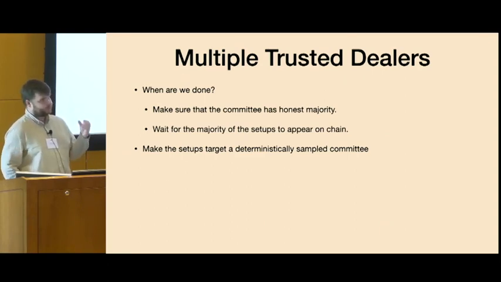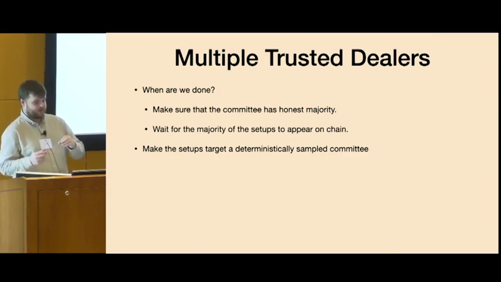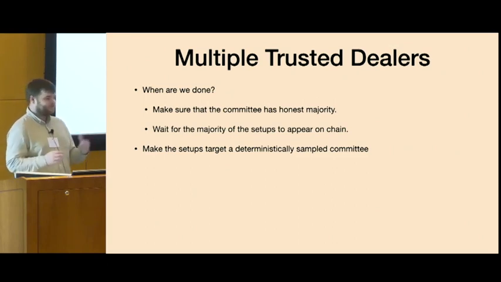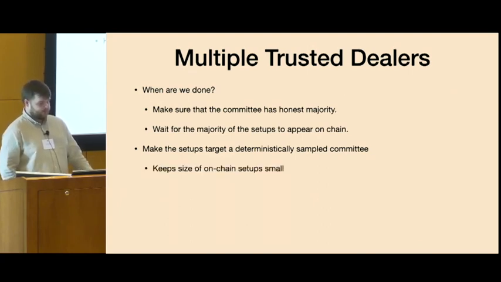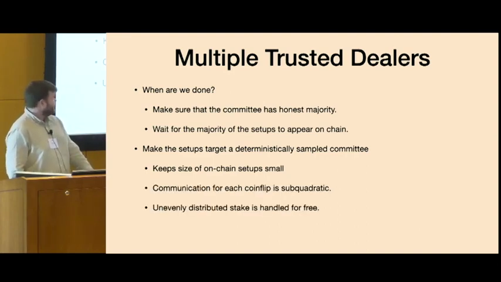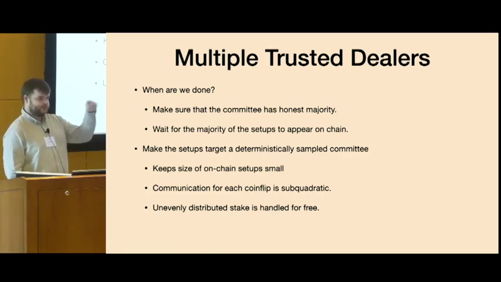And in order to make sure that when we use these setups, since we're anyway doing this, we might as well just let a small committee have key shares, so the communication complexity of actually reconstructing a coin is not quadratic, but just quadratic in the security parameter. This keeps the thing you put on the chain small, it means there's less communication, and it also means that this unevenly distributed stake is now handled for free, because you're just selected to the committee with probability proportional to your stake.